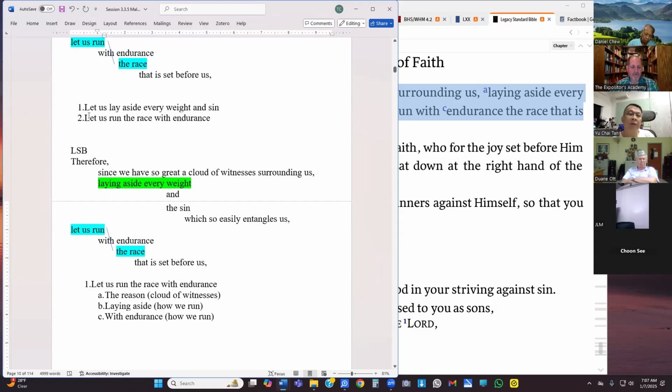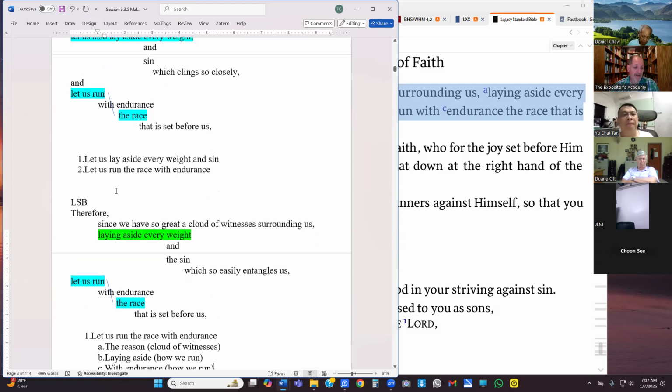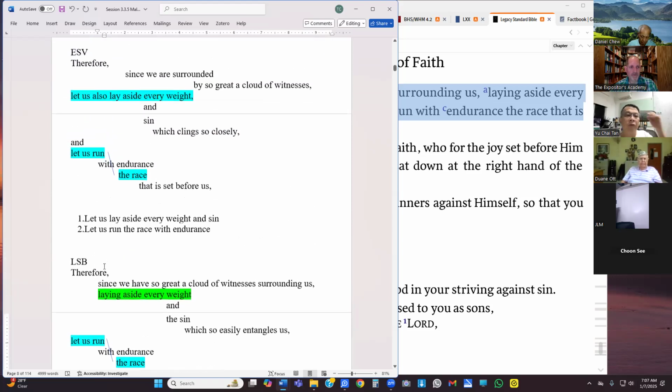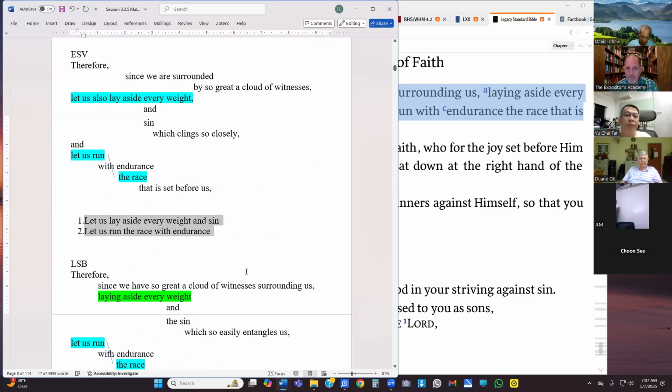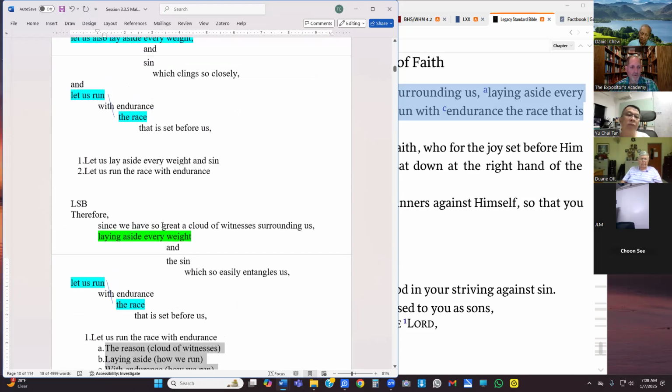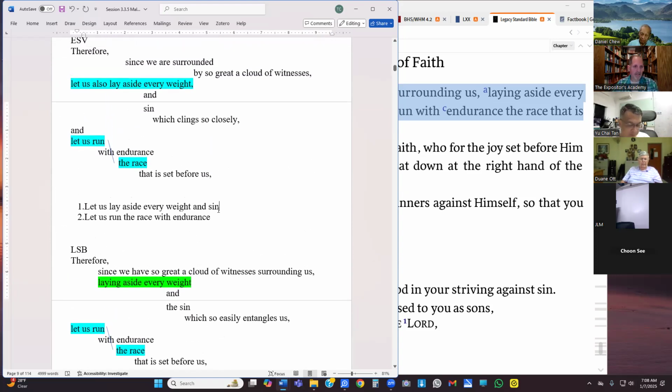All right. So then the question is, well, okay, we see here the diagram will be a little different and the emphasis will be a little different. In the first translation, we'll have two equally important points. First, lay aside every weight and sin. Second, run the race with endurance. But in the LSB translation, we have one main idea: run the race with endurance. And then these are all supporting ideas. Whereas up here, let us lay aside every weight.